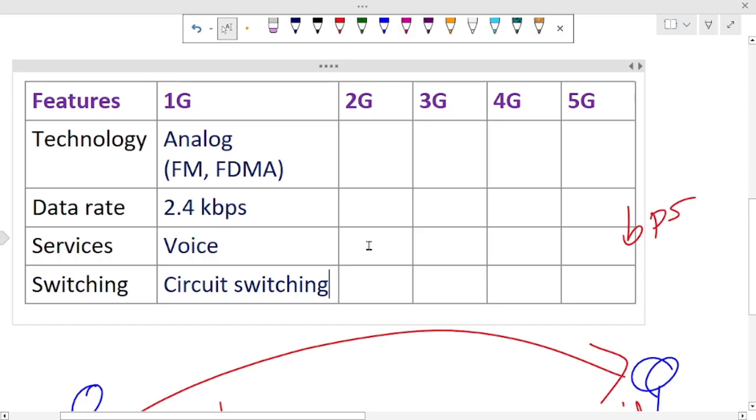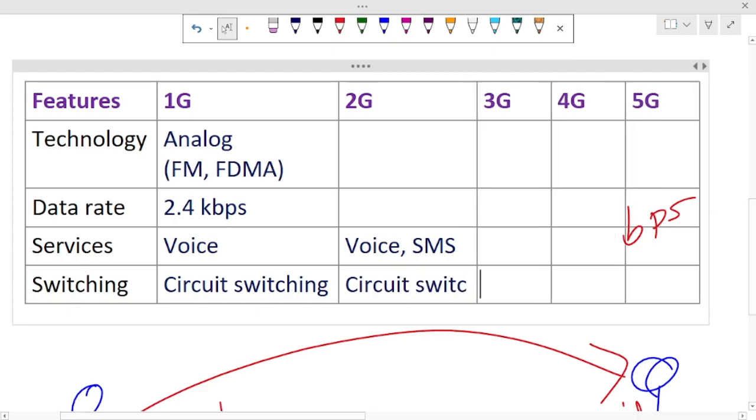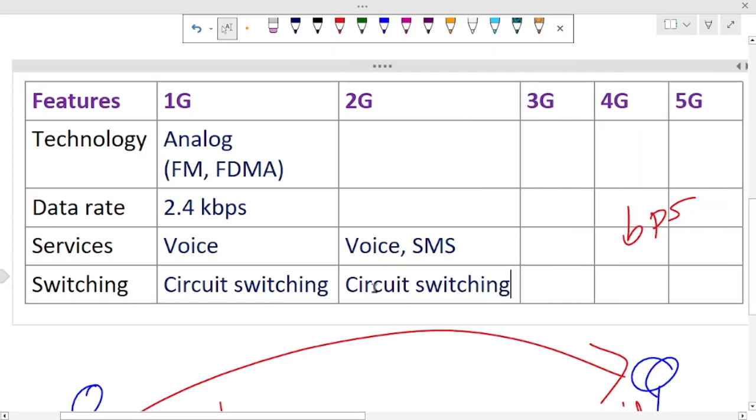Going over to the second generation, they wanted voice, yes, which we already have from the first generation. And they wanted SMS. They also made use of circuit switching, which I just explained. Now, for the second generation, instead of staying with analog, they improved towards digital.